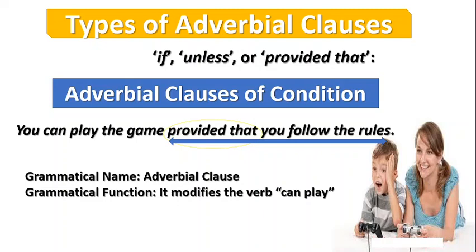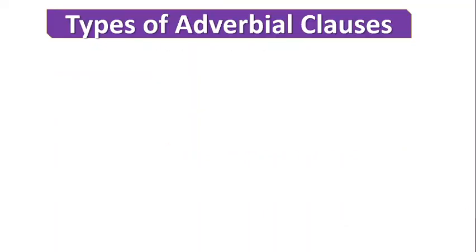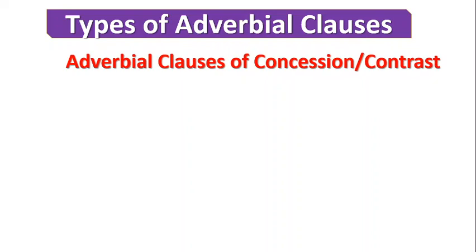Let's see if we can take another type of adverbial clause now. We call it adverbial clause of concession or adverbial clause of contrast. Adverbial clause of concession describes contrasting statements or exception in circumstances despite which something happens.